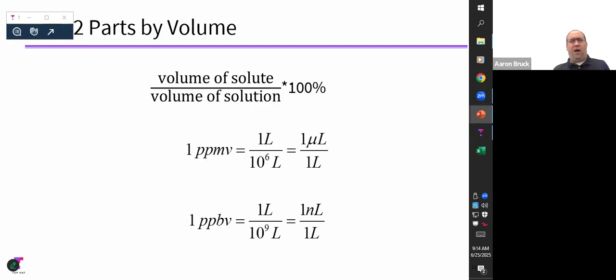Parts per volume, we don't get a whole lot of traction on these usually. Most of the solutes that we are dealing with in this class and in Chem 105 are solid in nature. And so measuring their volume doesn't really make a whole lot of sense, because it's far easier to measure their masses, and from their masses we can determine their moles and so on. Where this comes in is liquid kinds of solutions. If I want to measure out ethanol in water, parts per volume is a great way to do it.